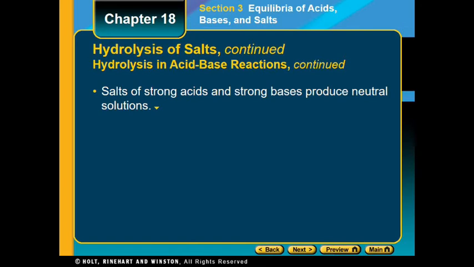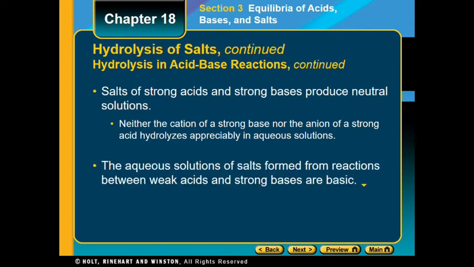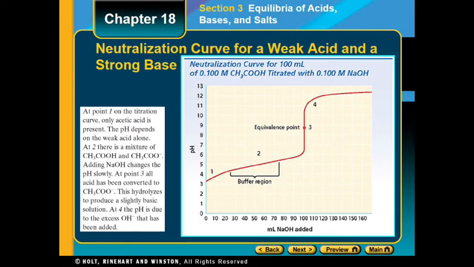So salts of a strong acid and base produce neutral solutions. So neither the cation nor the anion is going to hydrolyze in aqueous solution, because remember, they ionize completely. Aqueous solutions of salts formed between a weak acid and a strong base are basic, and the anions of the dissolved salt are hydrolyzed by water, and the hydroxide ion concentration increases. That raises your pH. So in this neutralization curve, again, you've seen this before because we were talking about where would an equivalence point occur between those 4 types of systems.